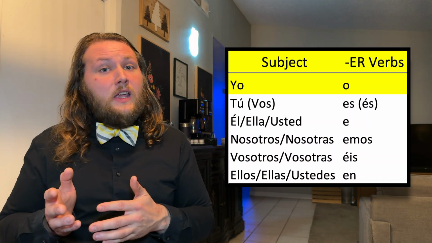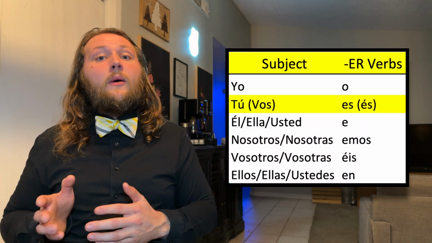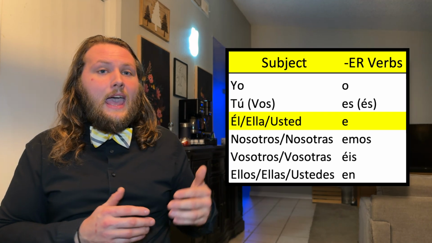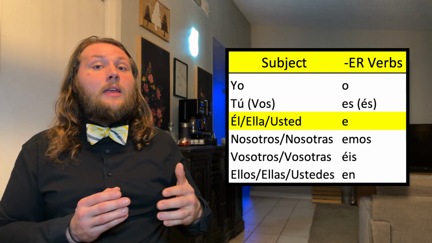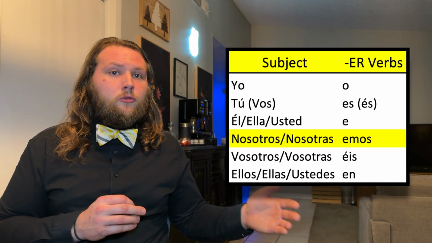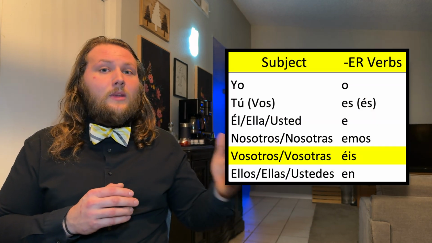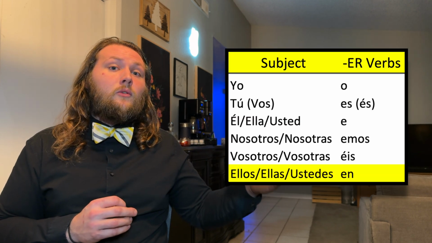Next up, we've got the regular ER verbs. We'll start the same way as the AR verbs by dropping the ER to replace with the appropriate ending. Conjugation for these verbs is the exact same as the previous conjugations, except we use an E in place of an A. Yo conjugations still end with O, but tú now ends with S. Vos with S with an accent on the E. Él, ella, and usted now end with E. Nosotros and nosotras now use emos. Vosotros and vosotras now use éis with an accented E. And ellos, ellas, and ustedes use en.